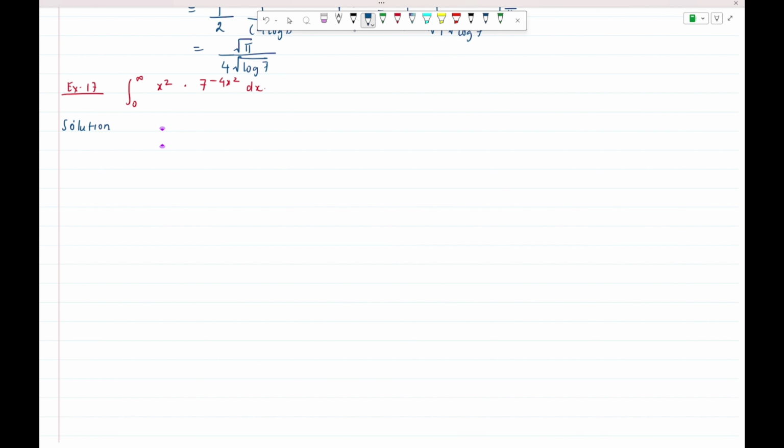So this is either type 1, 2 or 4. And also the exponent term is missing. So we are going to introduce the exponent term like we did in example number 16. So x square stays as it is. Now to rewrite this using exponent, we will be writing e raised to log of 7 power minus 4x square dx. And again, by the property of log, this is going to be integral from 0 to infinity x square e raised to minus 4x square times log of 7 dx.